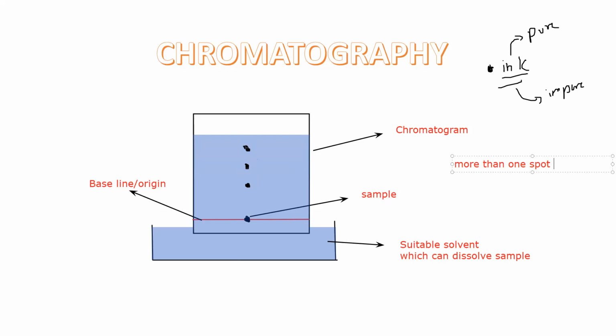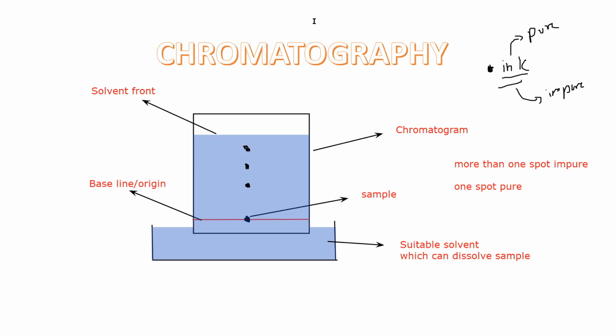it means it is impure. But if it is only one spot, it means the substance is pure. And the last position where this solvent rises, that is known as the solvent front. The last point where the solvent rises is simply known as the solvent front.